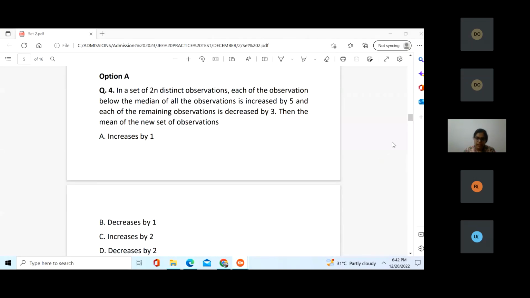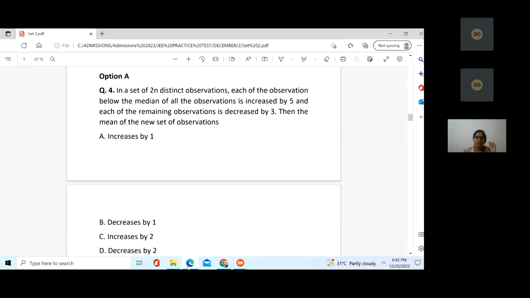So yes, you can start answering the question. You can find out how you can solve this question. Then we'll be discussing it. Then we will start discussing which method we can use to solve the question. There are 2n distinct observations, and all the observations below the median are increased by 5, and all the remaining are decreased by 3. And I want to find out the mean of the new set of observations.